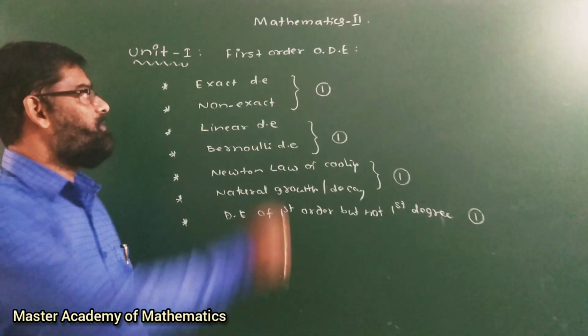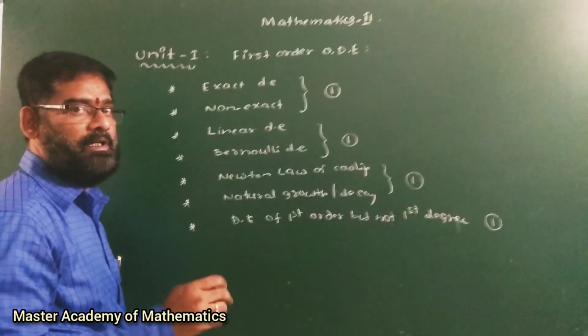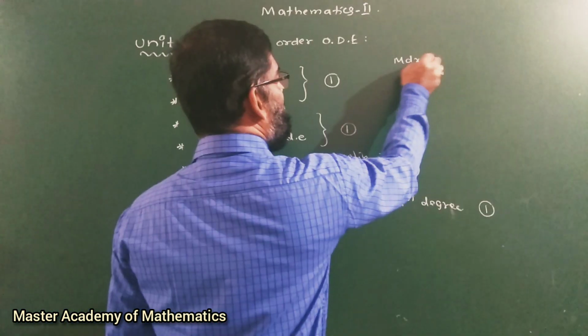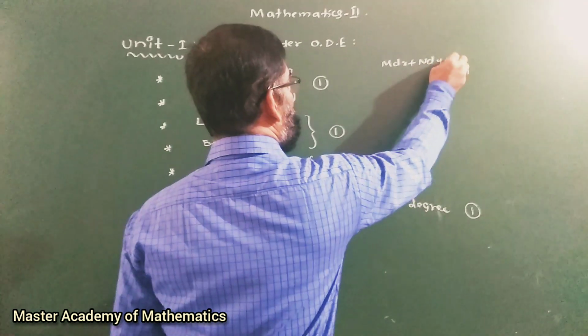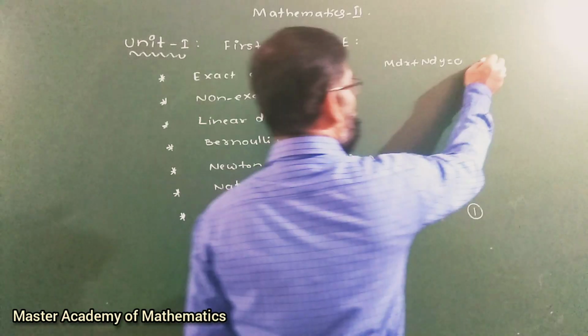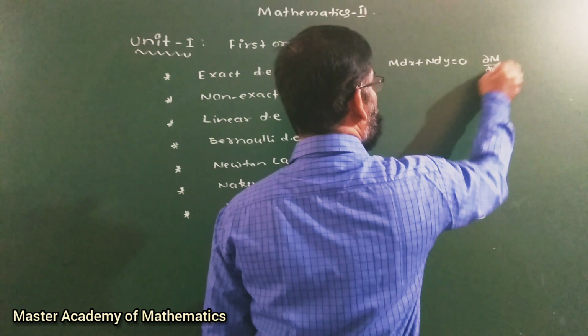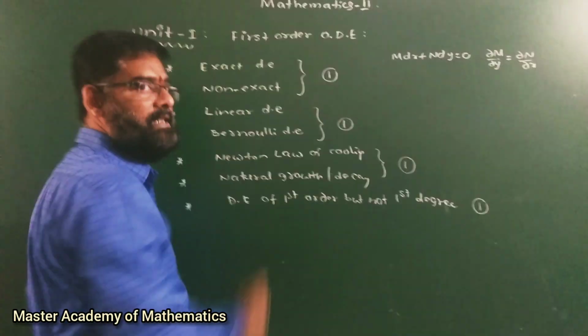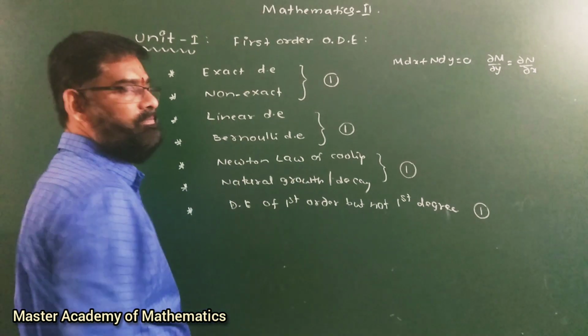When you look at the first one, exact differential equation, in order to say it is exact, the differential equation looks like M dx plus N dy equal to 0 and satisfies the condition dou M by dou y equal to dou N by dou x. So that we call it exact, and directly you can find the solution.